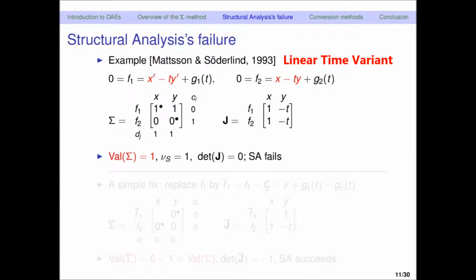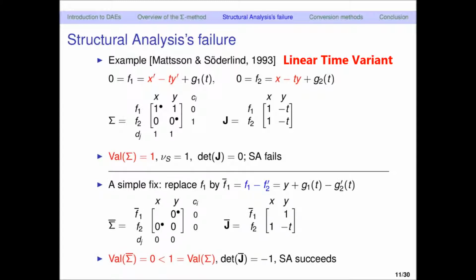So this is a simple linear time-invariant system. You see the x' minus ty' in the first equation, and x minus ty in the second one. Seems ominous. I have a hunch that something bad is going to happen. Sure, as you expect, you get a Jacobian which is singular. So the method fails, just for this simple example.